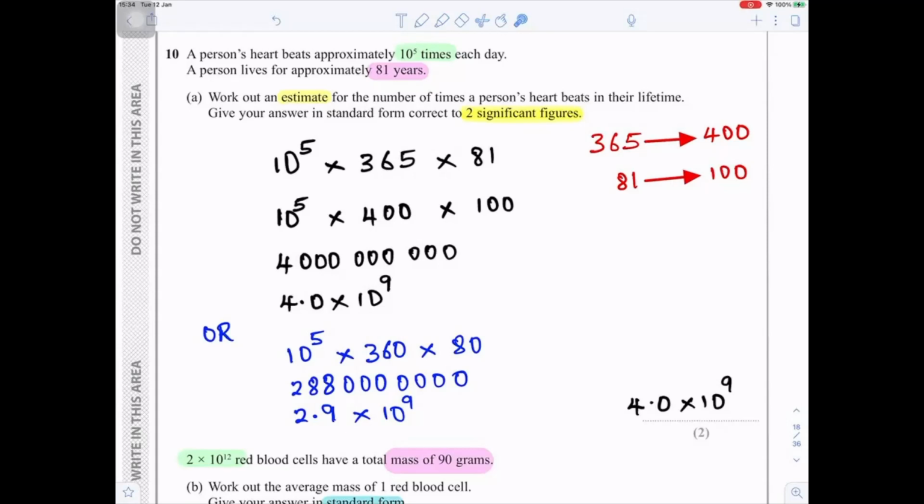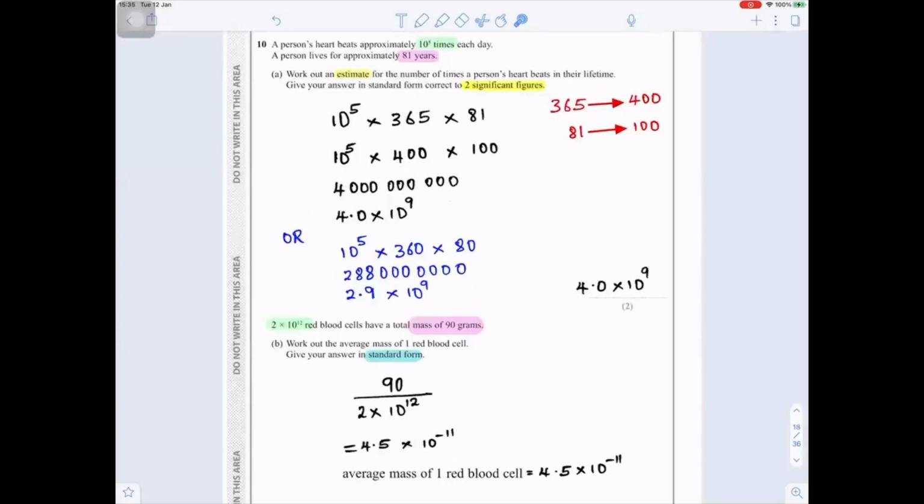And sometimes you may use 360. You may round 365 to 360, or you may round 81 to 80. That gives you 288 and 366 with 7 zeros. So that will be 2.9 times 10 to the power 9. So you can do it that way, but the first time we did it, we had 4.0 times 10 to the power 9. That's how we can do that part.